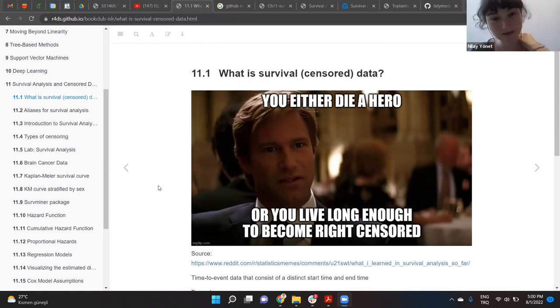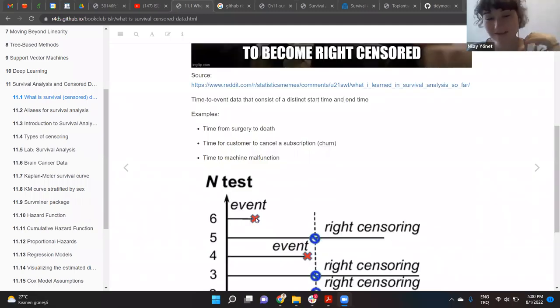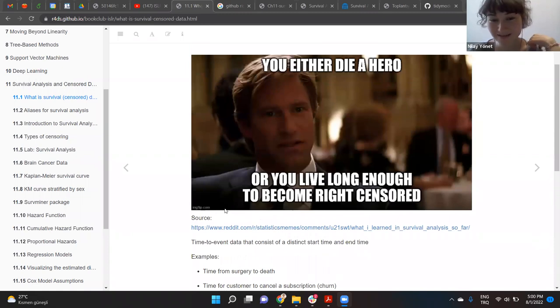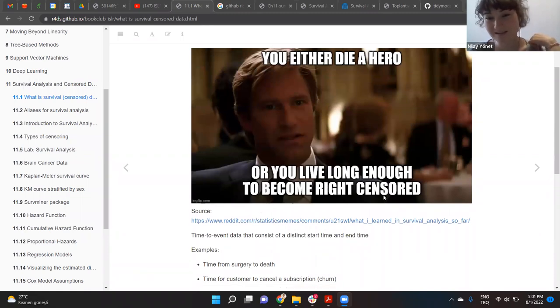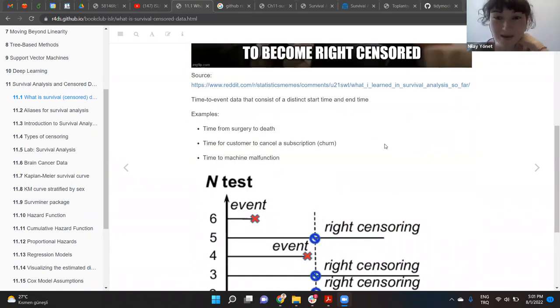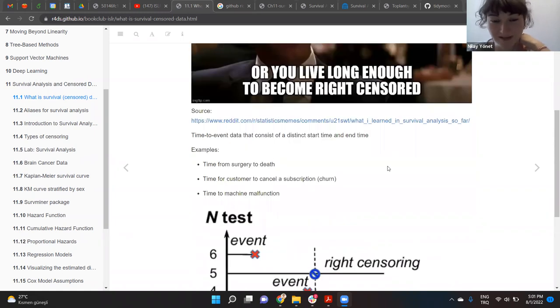So I was just saying that since the last time we met, probably the second cohort managed to put the slides on the shared notes. And we start with a meme here. We can die a hero and make the time to event, or we can live long enough to become right censored until the movie ends maybe. So yeah, it's funny in my opinion.